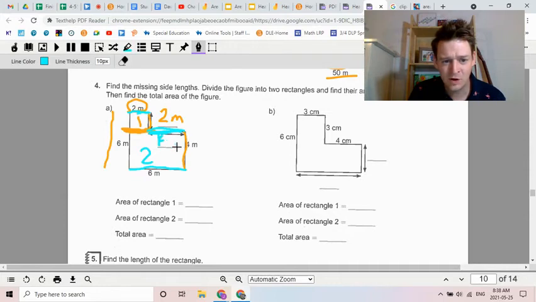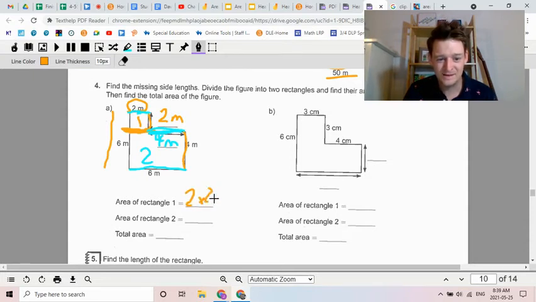So now that I have all of my measurements, that says 4. Yikes. Now I can figure out the area of rectangle 1 and 2. So rectangle 1 has a length of 2 and a width of 2. So I'm going to go 2, oh no, times 2 equals 4. And we're working with meters squared.